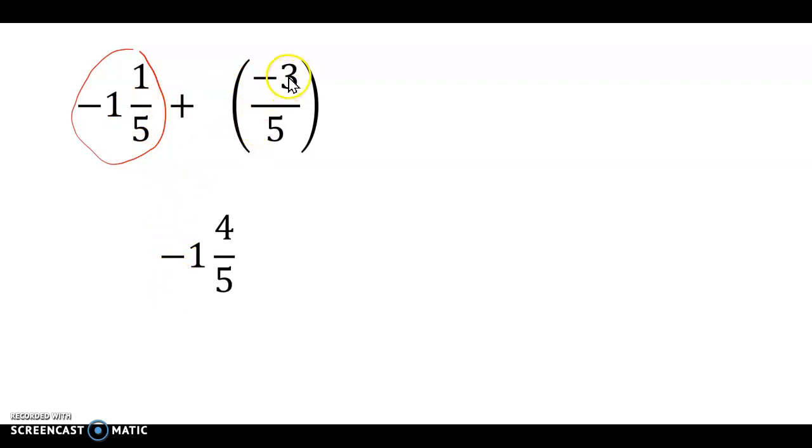So just be careful. A lot of people try to subtract the 1 and the 3, and they end up with like negative 1 and 2/5. So just remember the entire thing's negative if there's a negative sign with it.